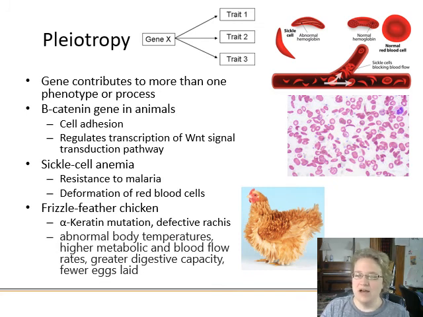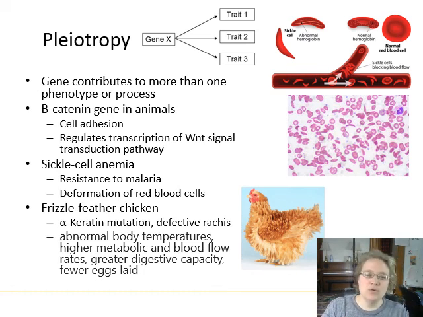A better example is something like sickle cell anemia, where the trait determines how resistant you are to malaria infection, but also causes deformation of the red blood cells. So pathogen resistance is a separate trait from cell size, even though the two are related and the shape of the cells contributes to the malaria resistance.